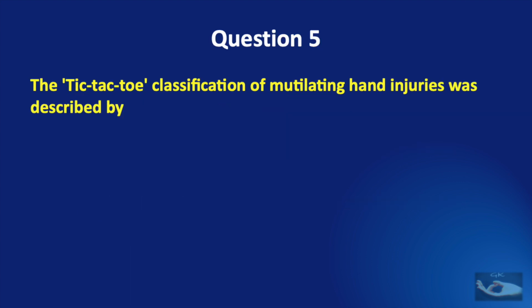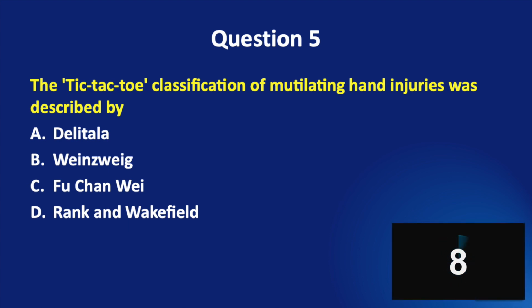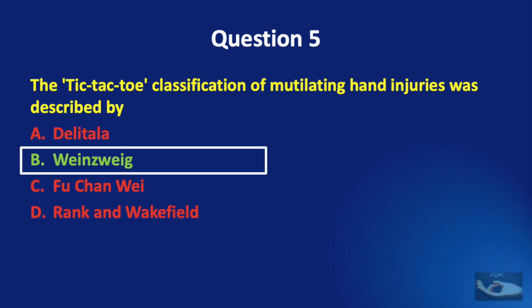Question number 5. The tic-tac-toe classification of mutilating hand injuries was described by Delitala, Wainswig, Fuchanvi or Rank and Wakefield. The correct answer is Wainswig.